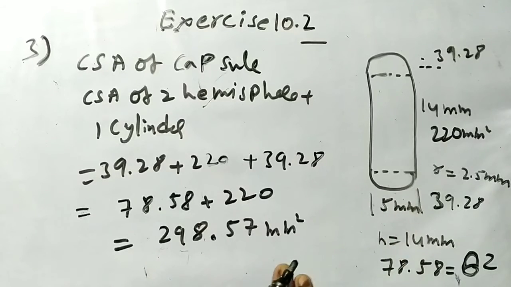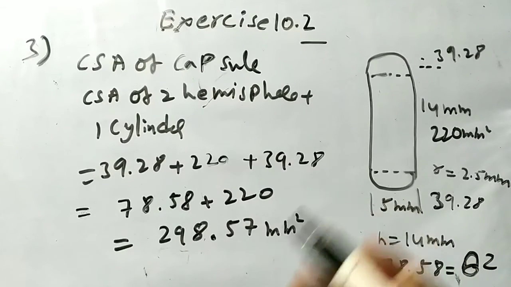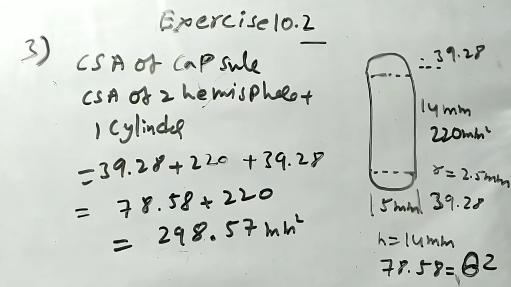Don't convert the mm into cm, because then 5 mm into cm conversion makes 0.5, and 0.5 by 2 makes another 0 point something. So you will get complexity while solving the problem. That's why just remain in mm also.